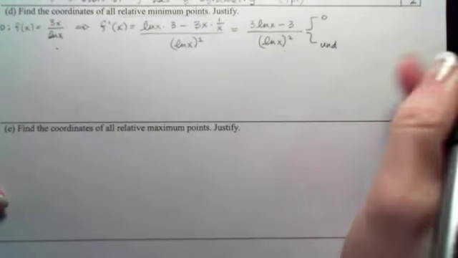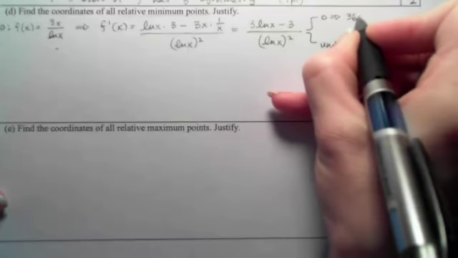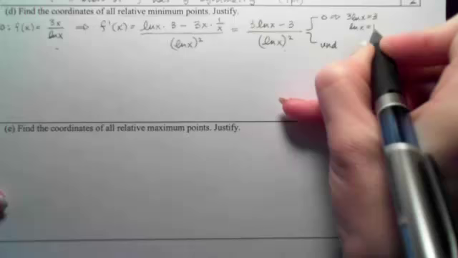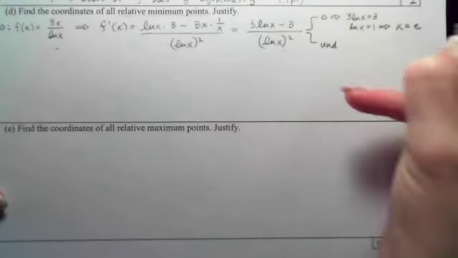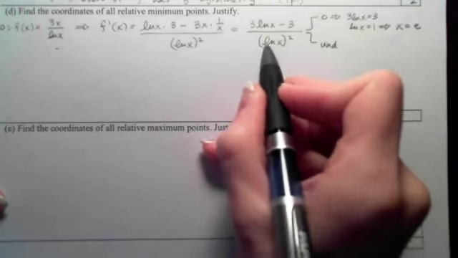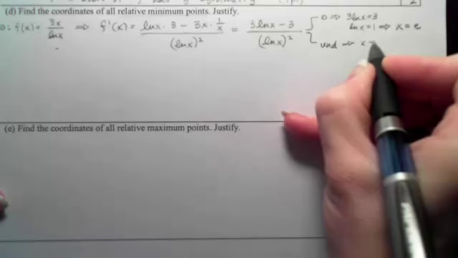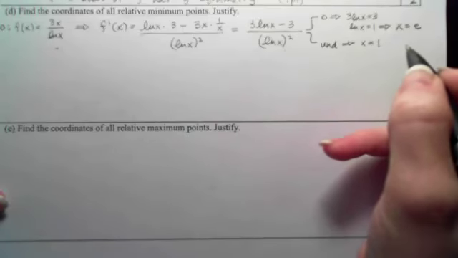So it will be 0 when the top is 0. So that's going to happen when 3 ln of x equals 3, or when ln of x equals 1, and that occurs when x is e. And then the undefined is when the bottom is 0, which occurs when x is 1, which we already knew because we threw that out with the domain way up at the beginning.